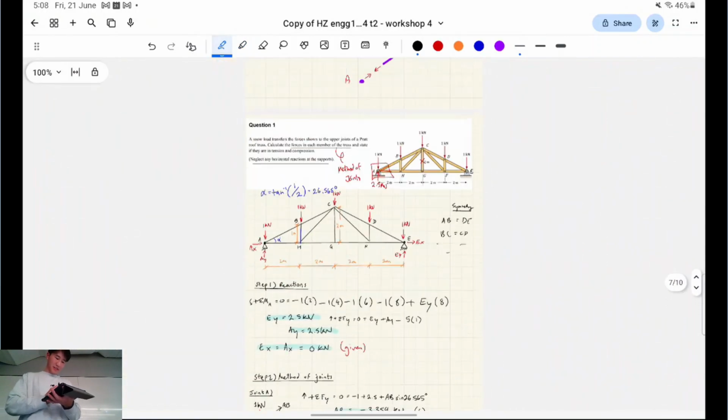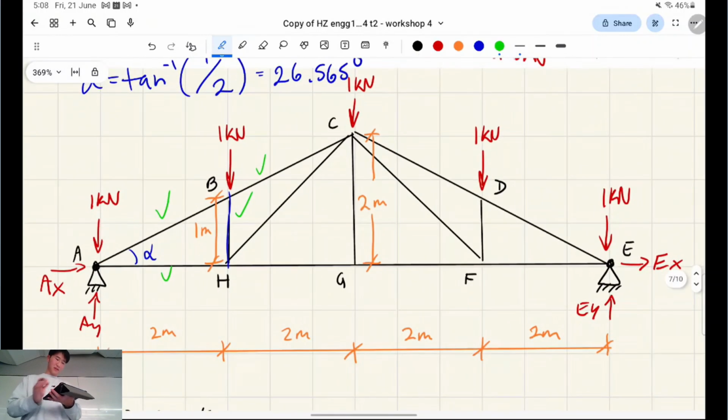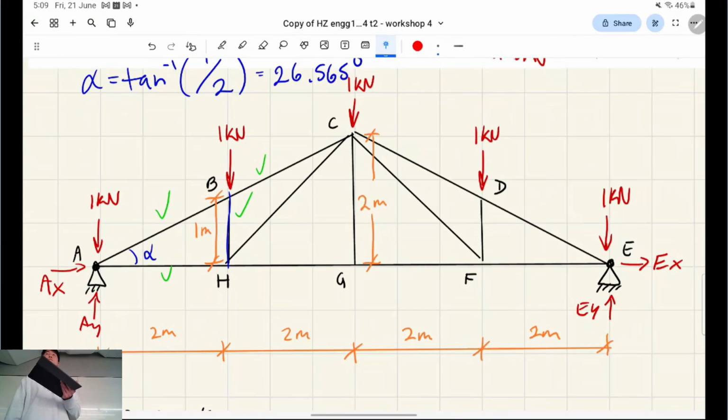Okay, so let's look at our next node. Now that we've solved this member, this member, this member, this member, where should we go next? Should we go to C or should we go to H? Very good.